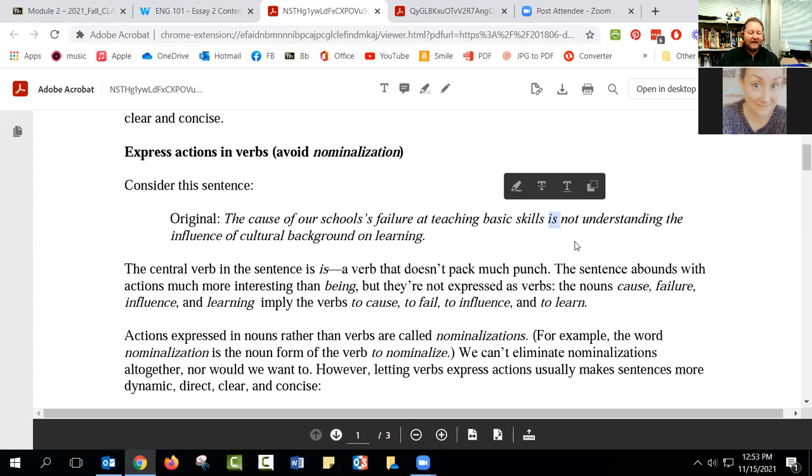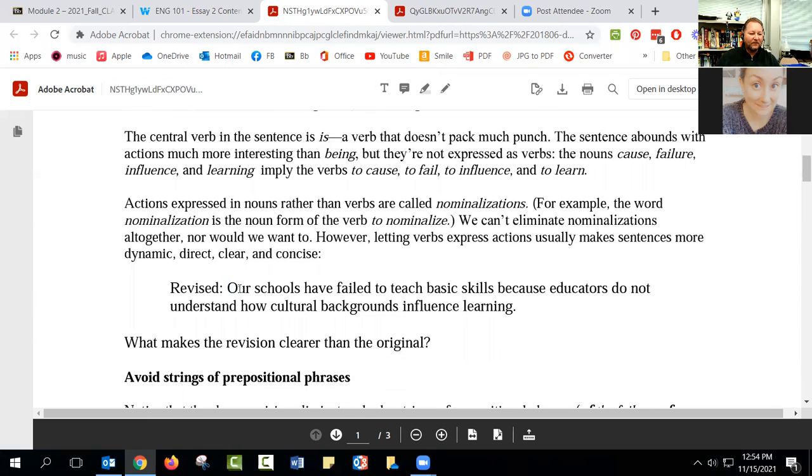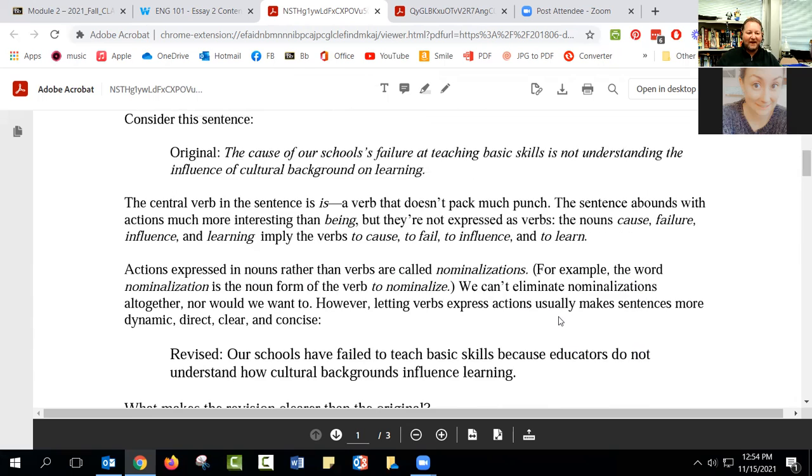And most of us aren't going to break down a sentence grammatically like that to recognize, oh, it's the verb here that's giving us a problem. Just in the back of our minds, it's like something's not quite right with this. And this is a really important lesson because a lot of novice writers do this. They use "is" as the main verb in a sentence. And it's actually a really, really weak verb to use almost any time, right? So if we look at what they can revise it to, get rid of that verb "is." Our schools have failed to teach basic skills because educators do not understand how cultural backgrounds influence learning. Oh, that's what it meant. And I eventually arrived at this by analyzing this sentence a couple of times.